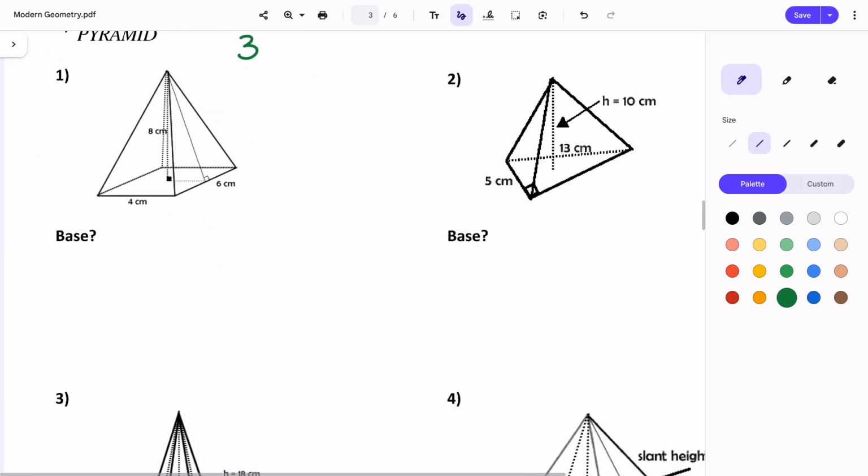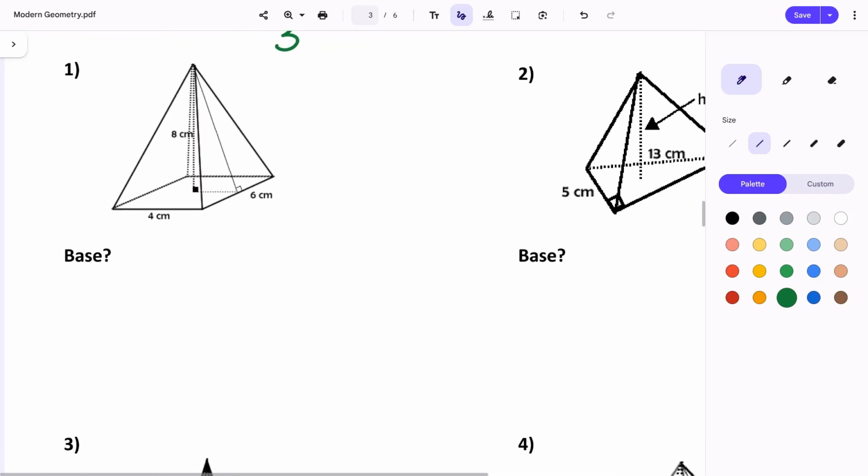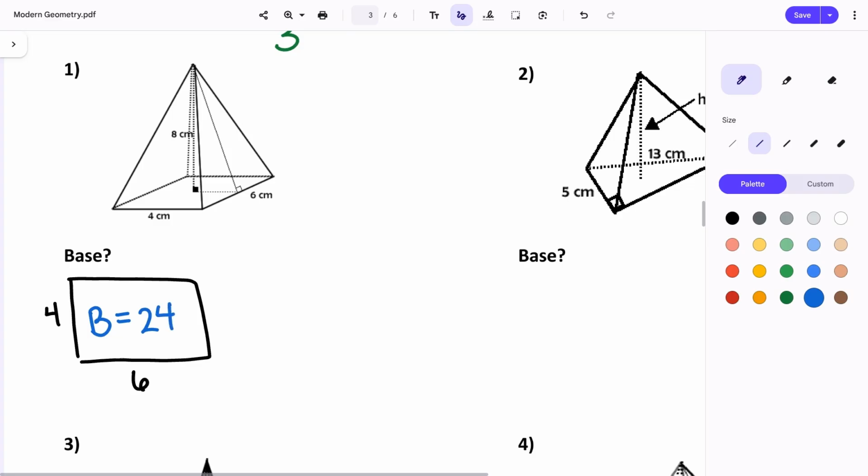Let's take a look at number 1. What shape is your base here? A rectangle. Okay, so I'm just going to draw it out. It looks like it's a 4 by 6 rectangle. How would we find the area of that shape? 4 times 6, which is 24. So my base here, capital B, is just 24.